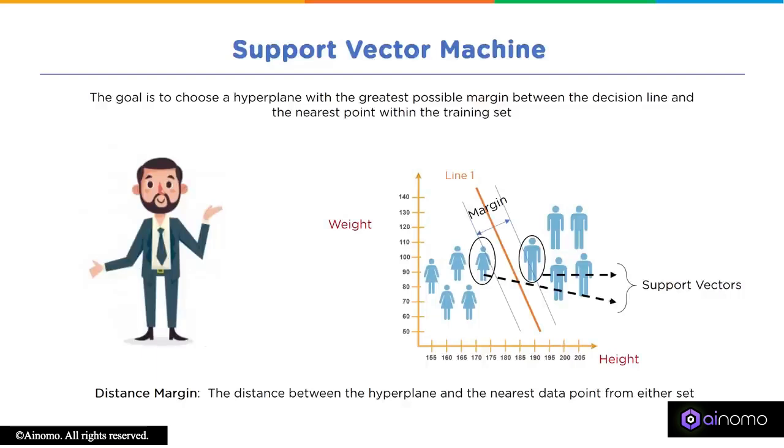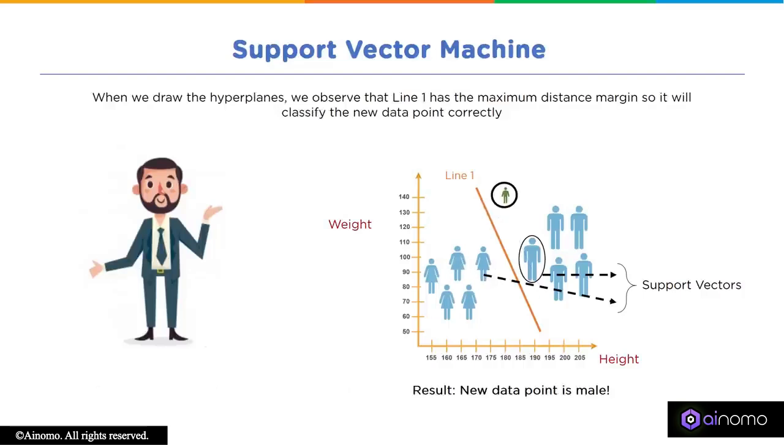And the distance margin is the distance between the hyperplane and the nearest data point from either set. So we actually have a value, and it should be equally distant between the 2 points that we're comparing it to. When we draw the hyperplanes, we observe that line 1 has a maximum distance margin, so we'll classify the new data point correctly. And our result on this one is going to be that the new data point is Mel.